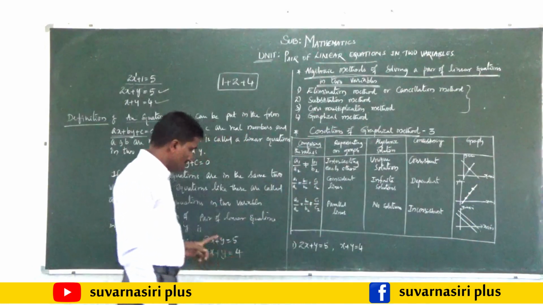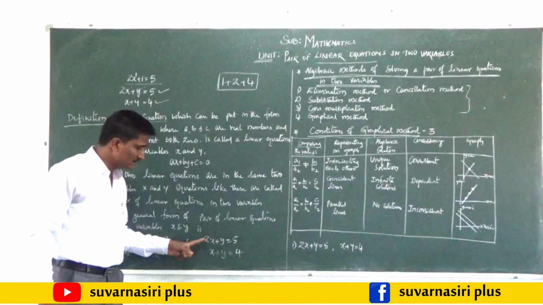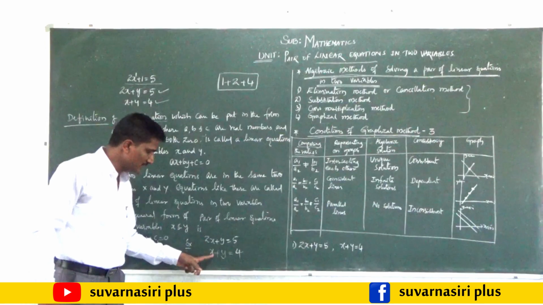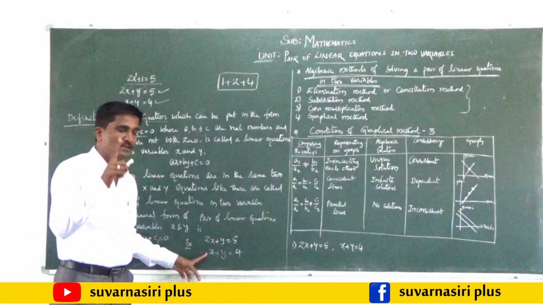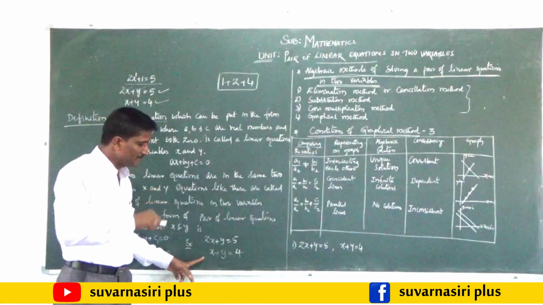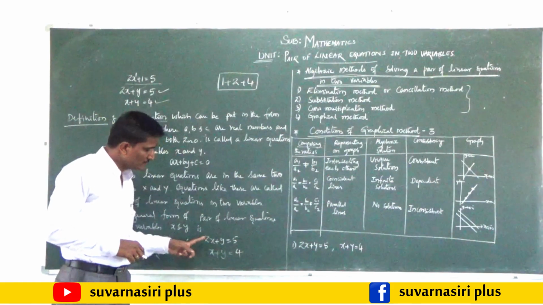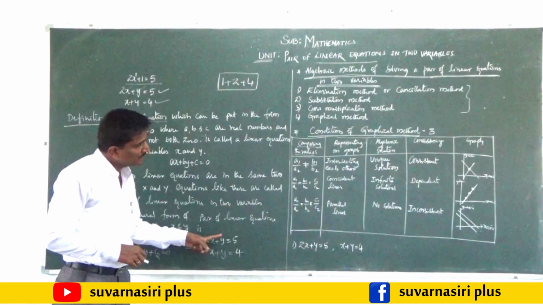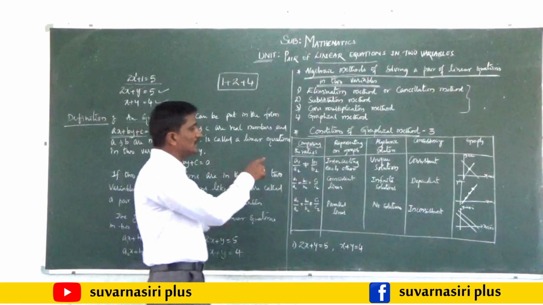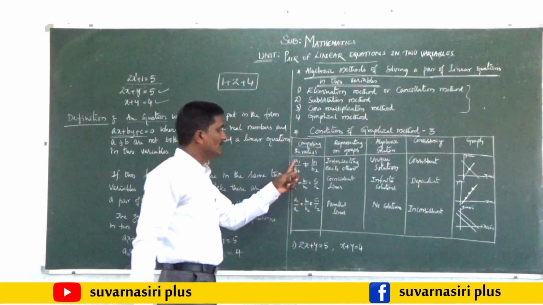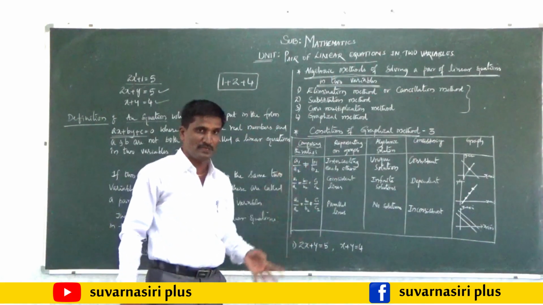For example, you see here, the coefficient of x is 2 in the first equation, and in the second it is 1. So 2 by 1. Again, see here, the coefficient of y is 1 and the coefficient of y is 1, so it becomes 1 by 1. These 2 ratios are not equal. a1 by a2 is not equal to b1 by b2.